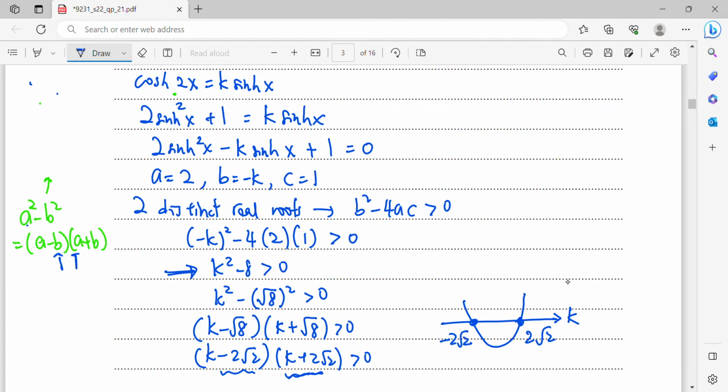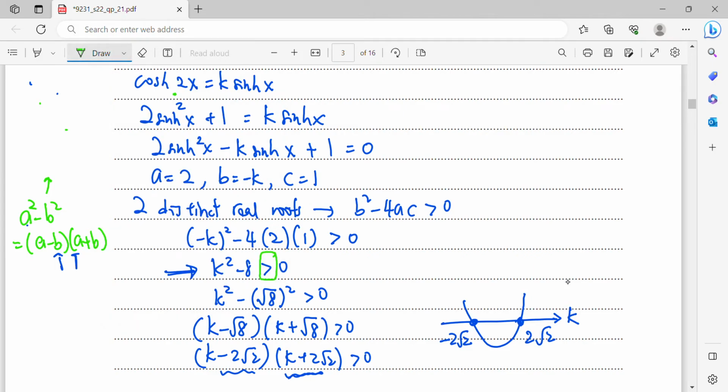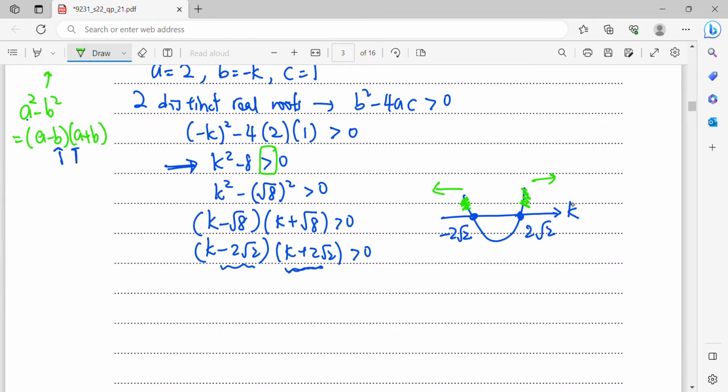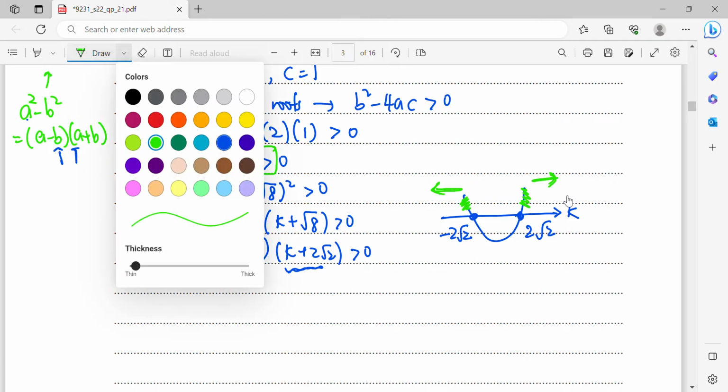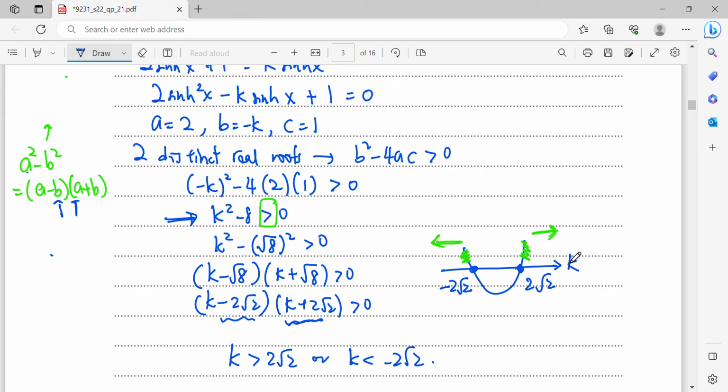Okay, so now the final answer is based on the inequality. This is more than 0. So since this is more than 0, you should refer to the region which is above the k-axis, which means it will be these two parts. So it means that you will accept the values greater than 2 root 2, which is on the right side, and less than negative 2 root 2, which is towards the left hand side. So my k will be greater than 2 root 2 or k less than negative 2 root 2. Okay, that is the final answer of the set of k values.